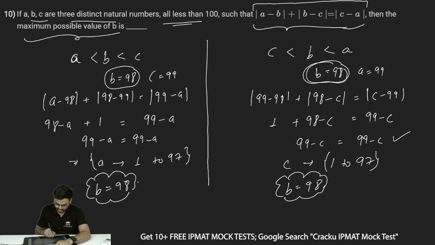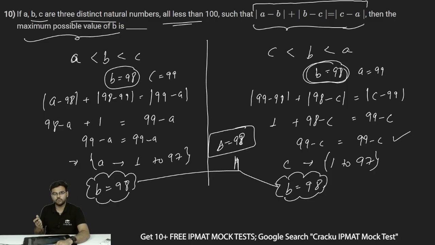And thus from both the cases we can combine both the results, and we can say the maximum possible value of b will be 98, because it cannot be 99 because there will be no value left for a or c in the specific cases. So b will be 98, and thus the maximum possible value of b is 98.